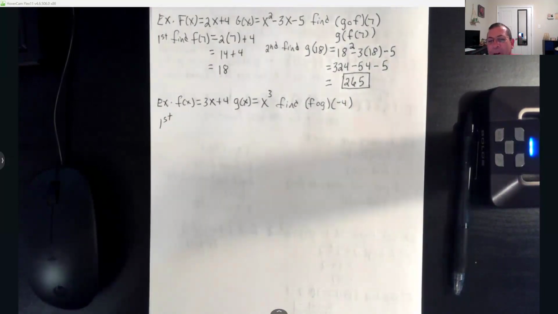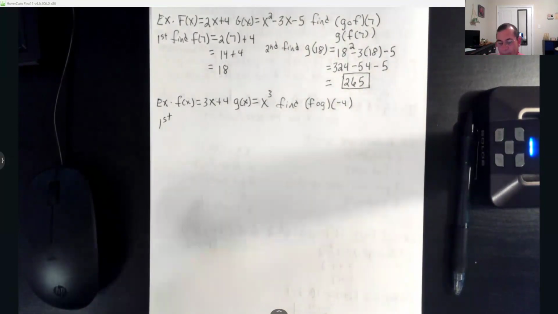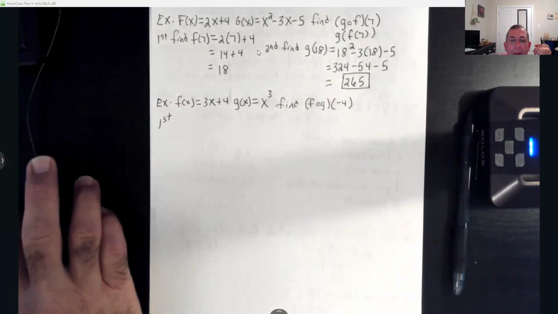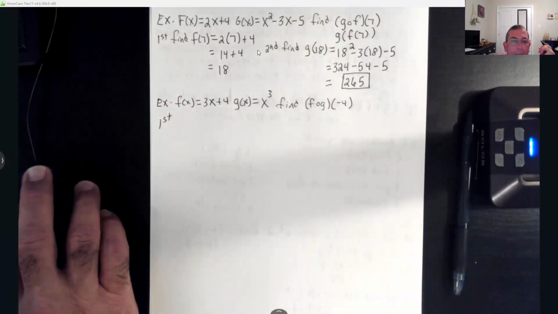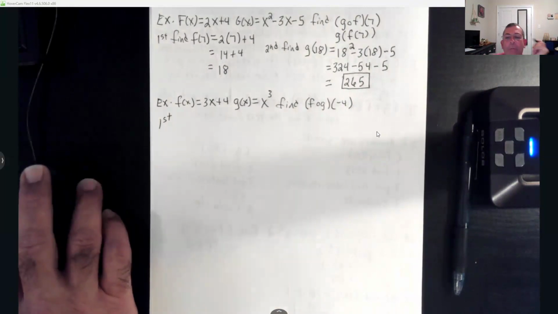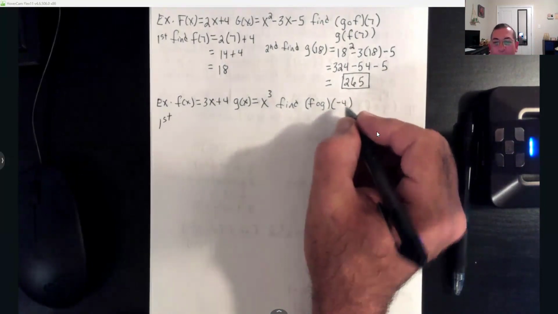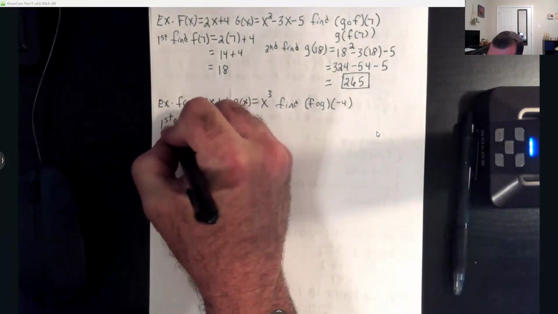What is the first thing that we're going to find? Are we going to find f of -4 or will we find g of -4? And y'all can chat me that answer. All right, y'all, what am I getting? g of -4? Perfect. Because remember, this is like f of g of -4. So good job. We're going to find g of -4.